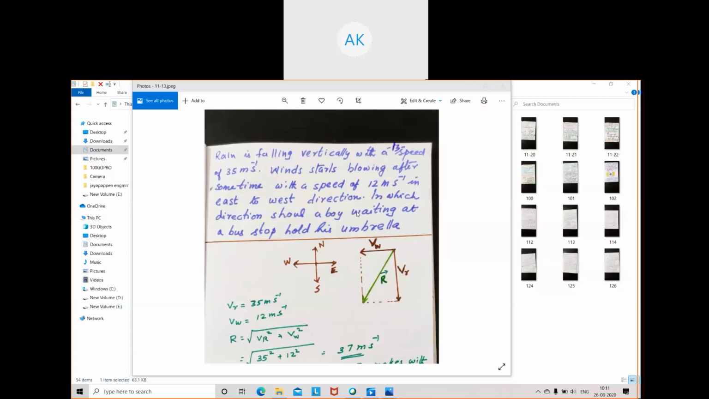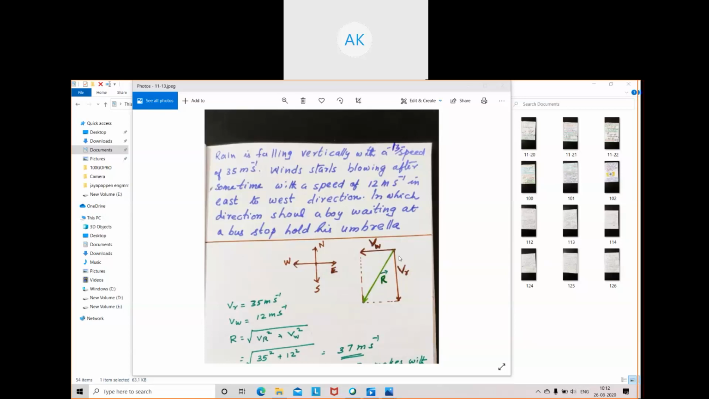And another velocity is given. The velocity of the wind is given, so we represent it with the letter VW. W means what? Wind. V means what? Velocity. Velocity of wind, VW, equal to 12 meter per second. That also we represent with the letter VW equal to 12 meter per second.